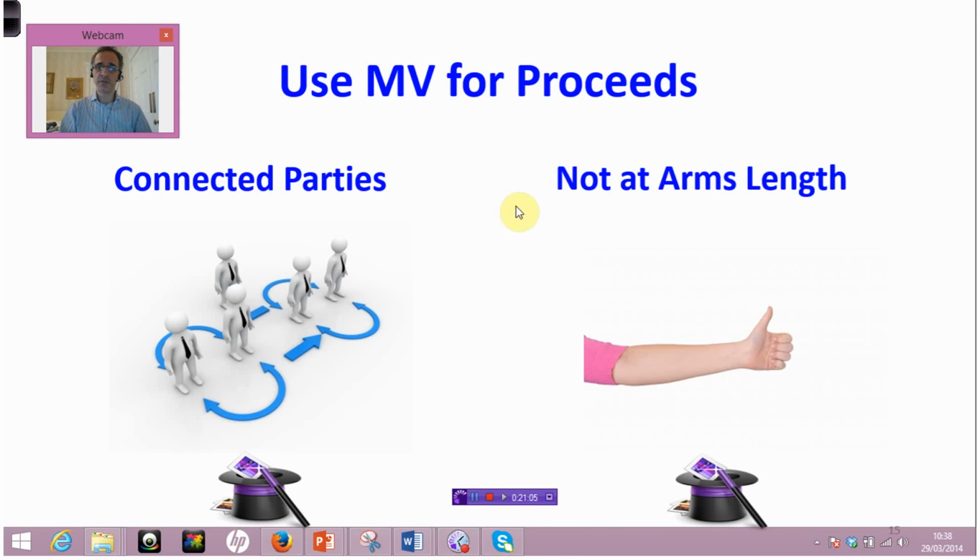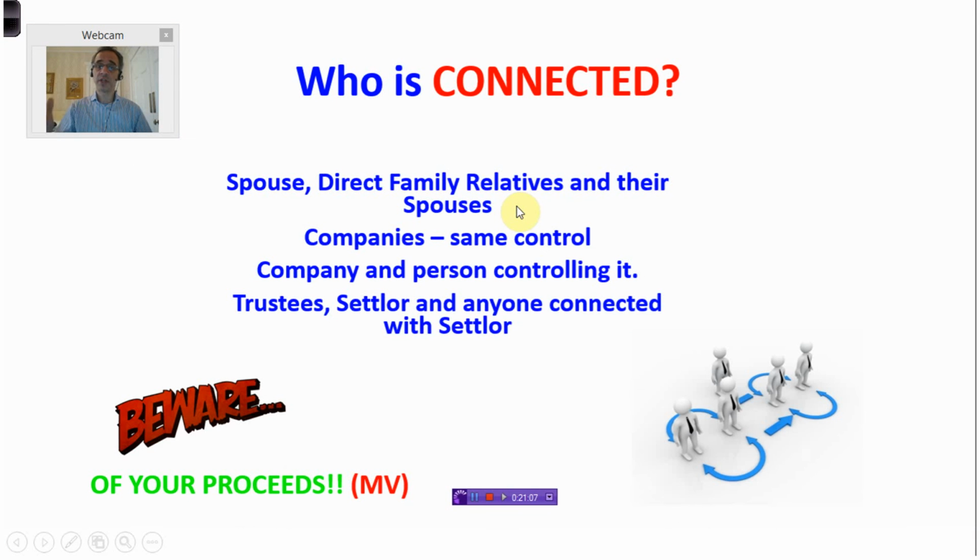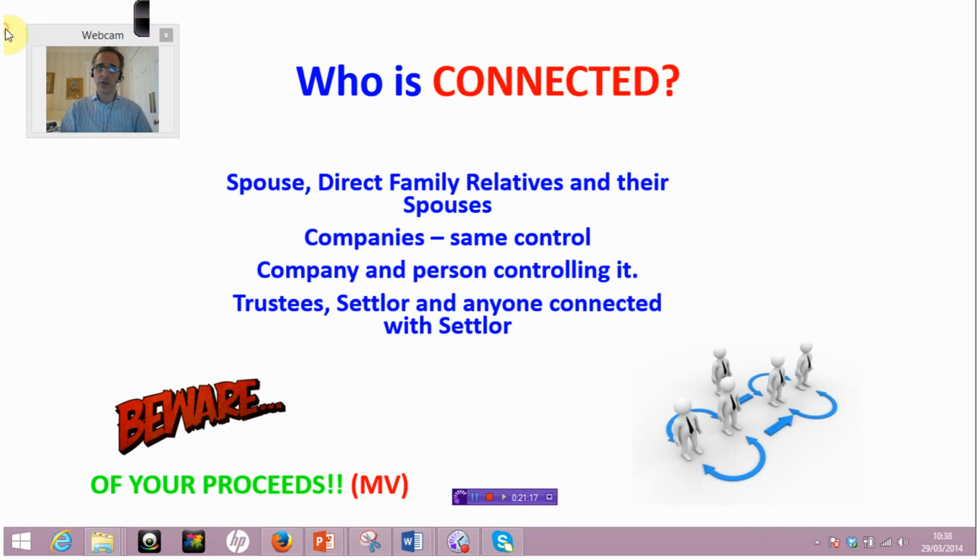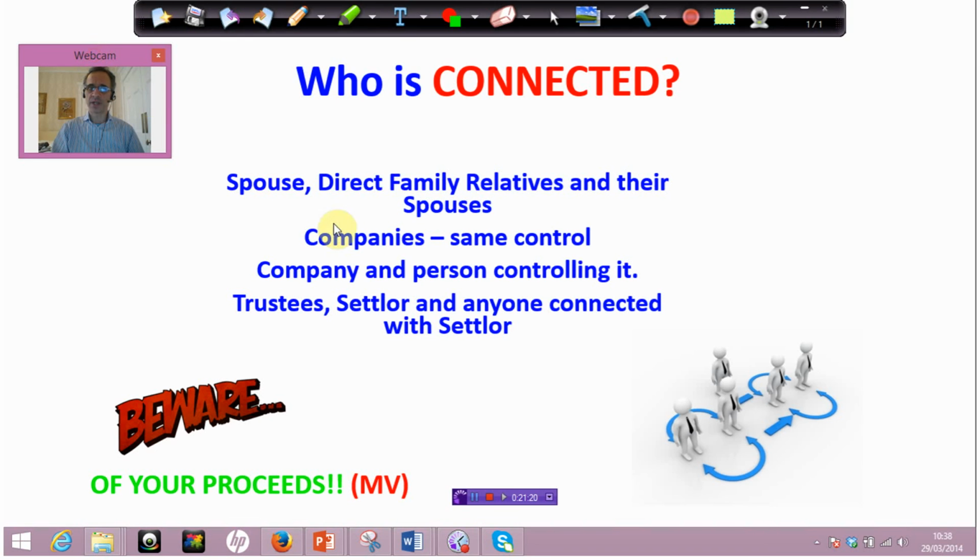Okay, so in terms of the detail on connected parties, who is connected with who? Well, as you'd expect, I would be connected with my spouse or my direct family relatives and indeed their spouses. Now, other areas you might not expect would be things like a company is connected with the person who has a controlling interest in it. So if there's a transaction between those two, as far as the revenue are concerned, we want you to use MV as your proceeds. And that will make sure that our gain is as high as possible, therefore our tax is as high as possible.